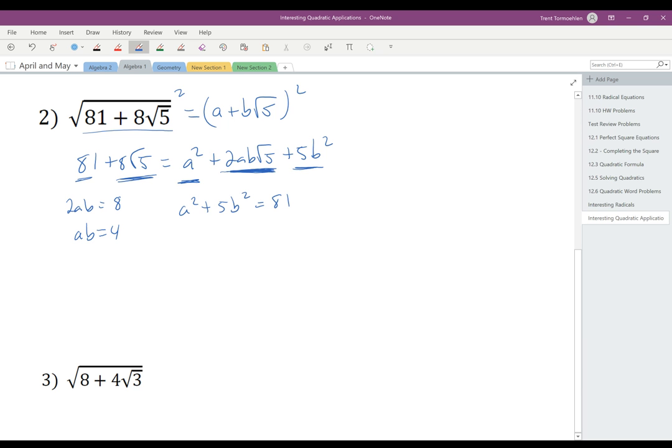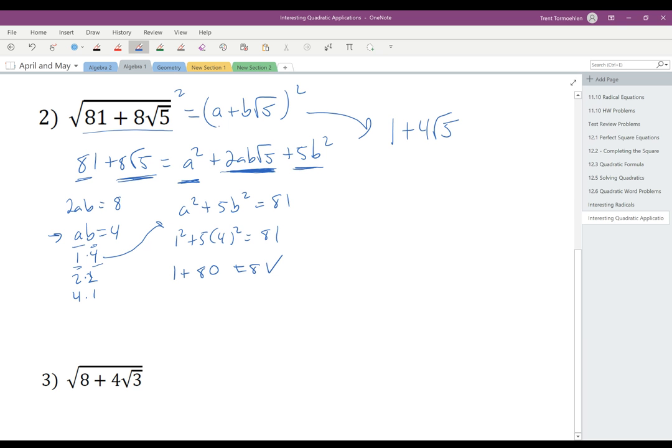If I can make this work, then I can find something that when I square it gives me 81 plus 8 root 5. Well, if they're going to be nice, then this must be either 1 times 4, 2 times 2, or 4 times 1. That's how you're going to get 4. If I put 1 times 4 in here, that gives me 1 squared plus 5 times 4 squared equals 81. Well, there you go, because that gives me 1 plus 80. That does equal 81. So I found out that a would equal 1 and b would equal 4. So the correct answer to this problem is 1 plus 4 root 5.